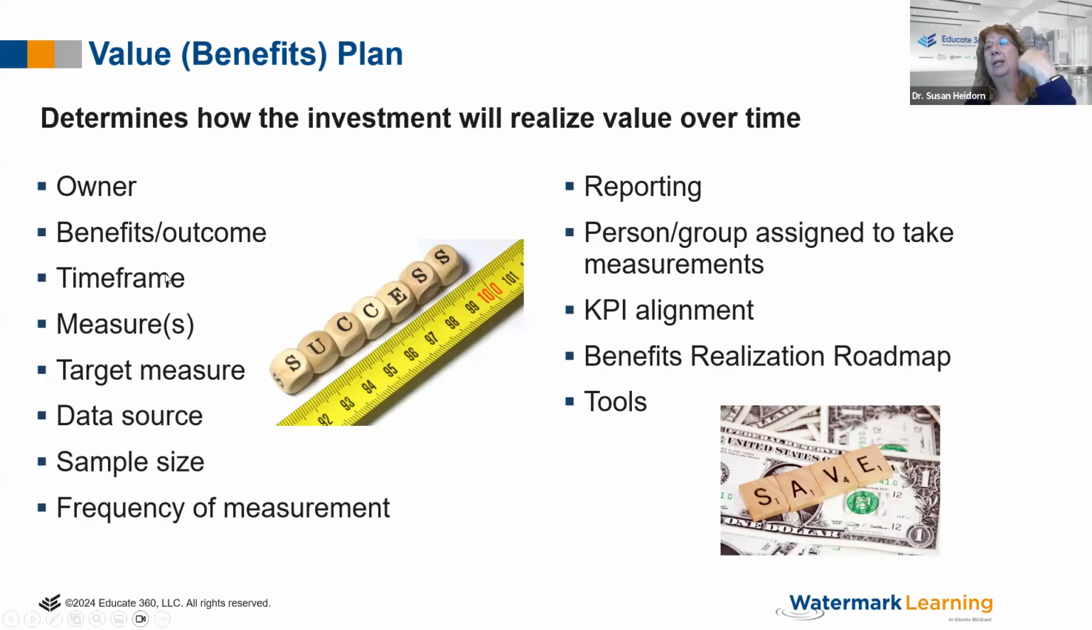So I created this plan, and I'm going to give you a little bit more detail. Who's the owner of this first? Somebody has to be measuring. What are the benefits that we see? What's the time frame? Benefits don't always come at once. Value doesn't come in one shot. Sometimes you get a little bit here, a little bit here. Think about productivity. When you first implement something, productivity goes what? Down, because people are learning.